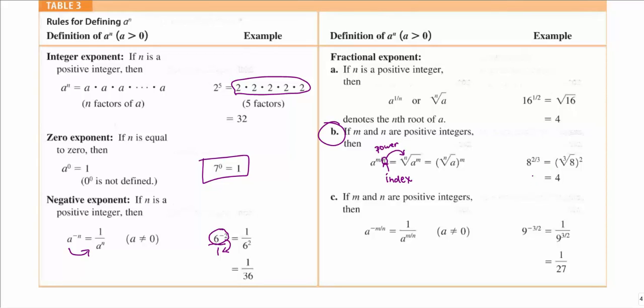So for example, if we have 8 to the 2/3 power, the 3 becomes the index of the radical, and the 2 becomes the power on that base. So it becomes the cube root of 8, which is 2, and then we raise it to the power of 2, and so we get 4.